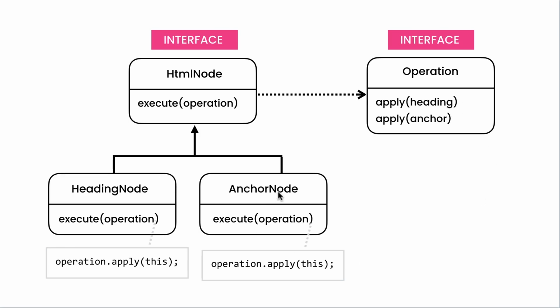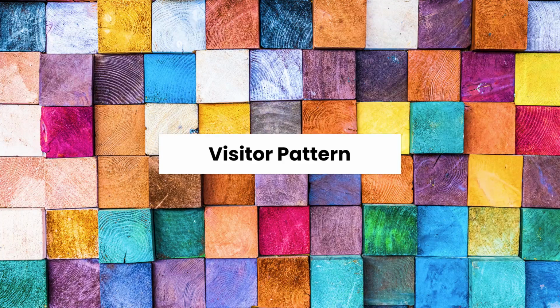Similarly, in the anchor node class, we're going to implement the execute method, and our implementation is going to look exactly like the implementation of the execute method in the heading node class. We call operation.apply and pass this. Because we are inside the anchor node class, this represents an anchor node object. So this statement will call the second apply method of this operation object. And this is what we call the visitor pattern.